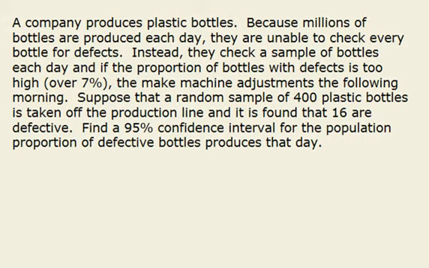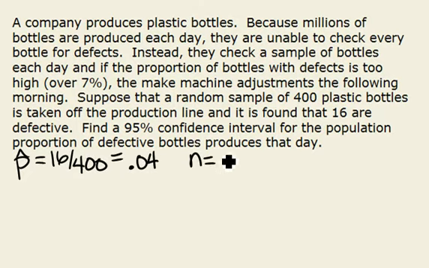We can start by finding our sample proportion, which we can do by dividing the number of defectives, which is 16, over the total number of bottles checked, which is 400, and we get 0.04. Our sample size here then is the 400 bottles that were checked.